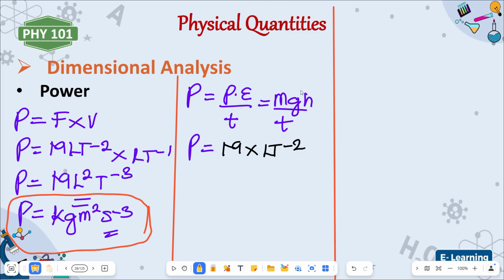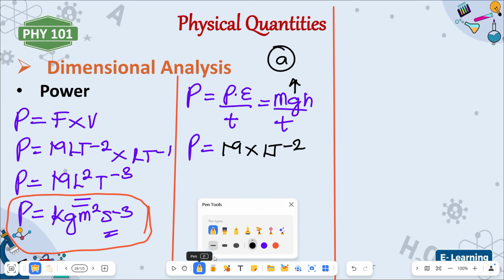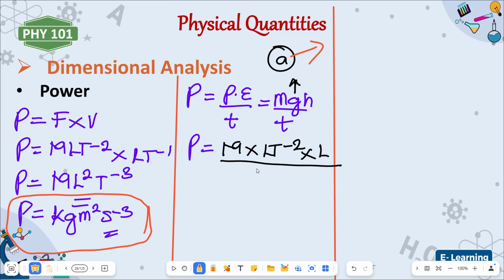LT to the power of minus 2, right? Because g is acceleration due to gravity. So the dimension is LT^-2. g is acceleration. Any form of acceleration, whether due to gravity or not, is what? LT^-2. Is that okay? Times our height L, everything over T. T is what? Seconds, which is capital letter T, because we are talking about dimension. So T is capital letter T.